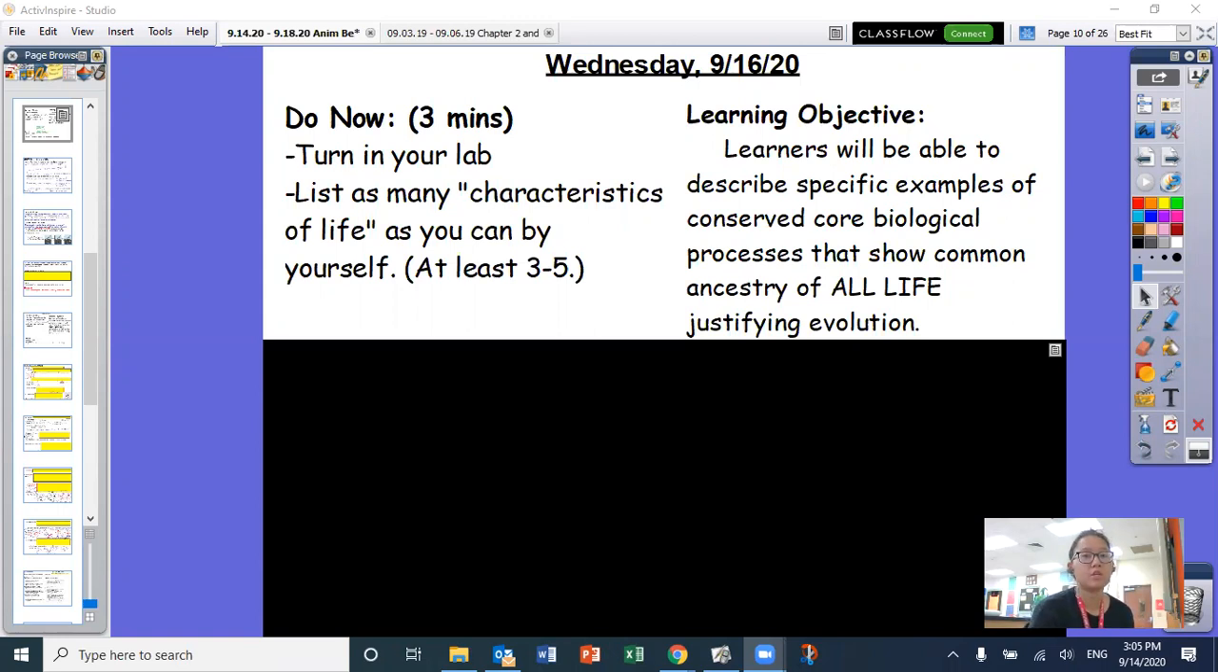And then kind of to change gears, I'm going to ask you to think about as many characteristics of life as you can. So after you've written down the date at the top of this page and written down the title for this section of notes as chapter 1, underneath, try to list as many characteristics of life as you can. So that means anything that all living things do or have. So I'm going to ask that you pause the video and try to list as many as you can.